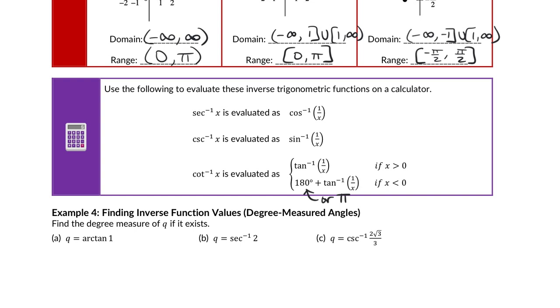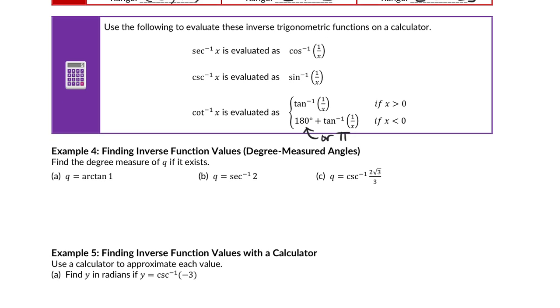So let's see if we can do this. We're going to first find what arctangent of 1 is equal to. Pi over 4. So Q is equal to pi over 4. If I was asking you this in degrees, though, what would it be? 45 degrees.